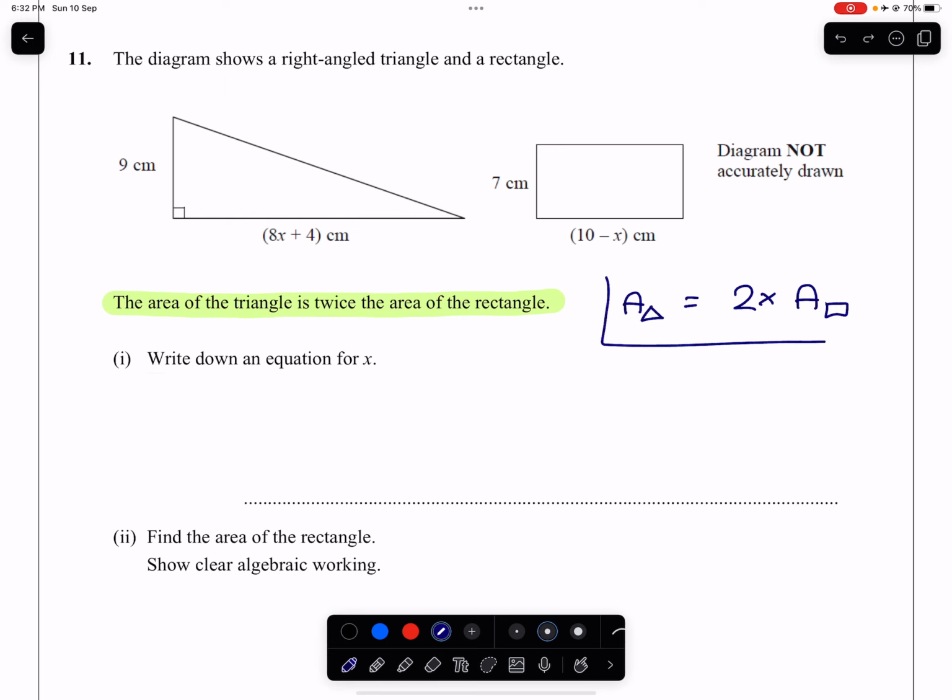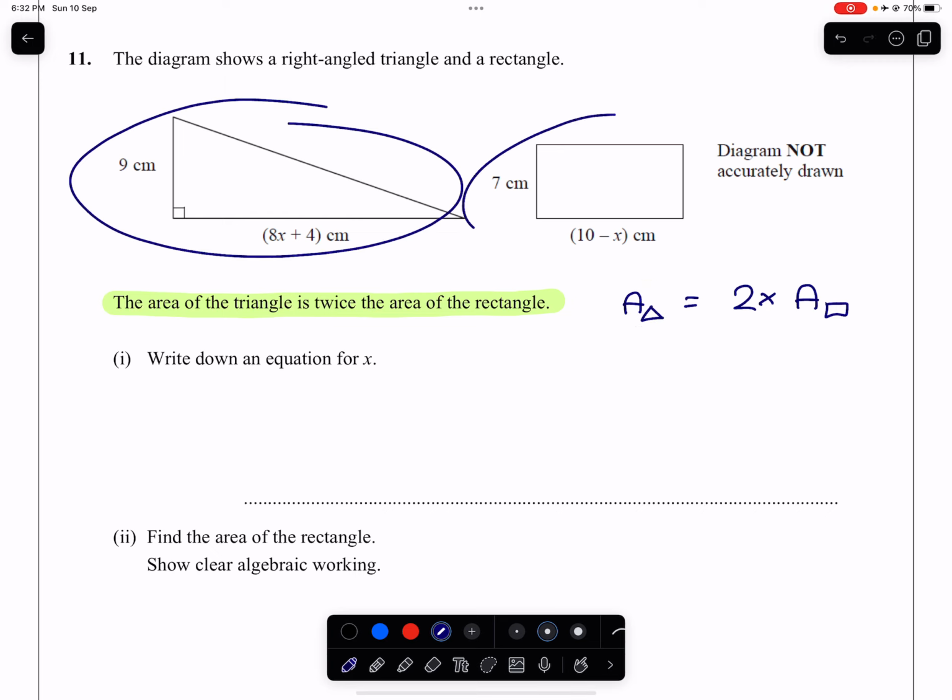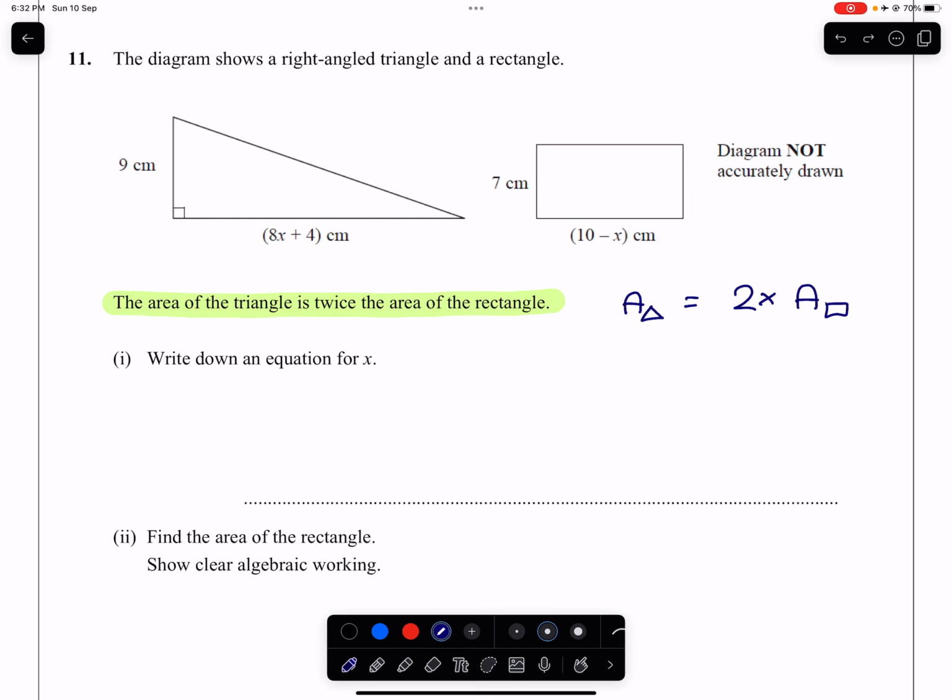Now, technically, what I have here is an equation in terms of their areas, but it's not an equation in x. So we're actually going to have to figure out what the area of the triangle is and what the area of the rectangle is based on the information that's given here. So, area of a triangle is half base times height. So we're going to have half of the base, which is 8x plus 4, times 9.